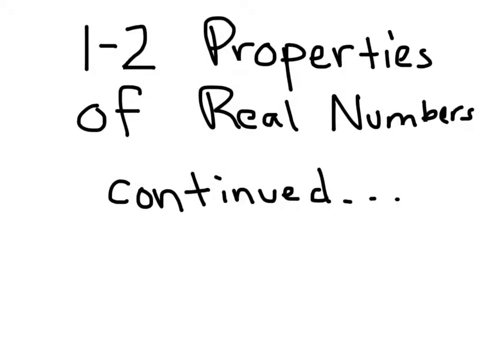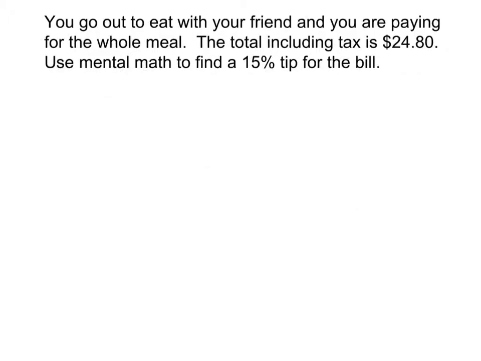In this video, we are going to continue to talk about the properties of real numbers. It says you go out to eat with your friend and you are paying for the whole meal. The total including tax is $24.80. It says use mental math to find a 15% tip for the bill.